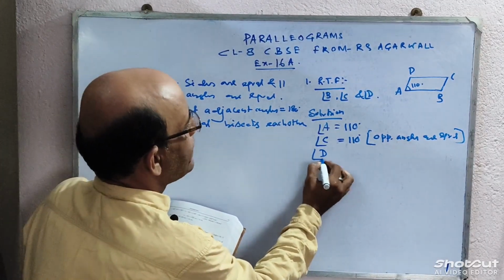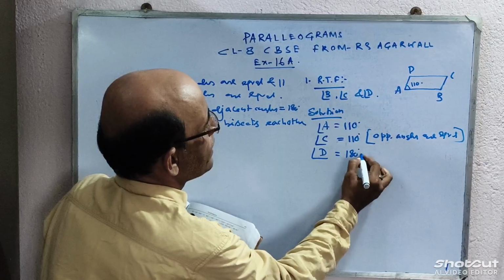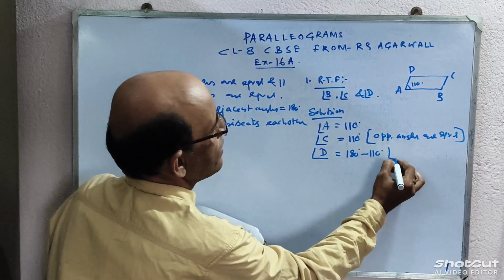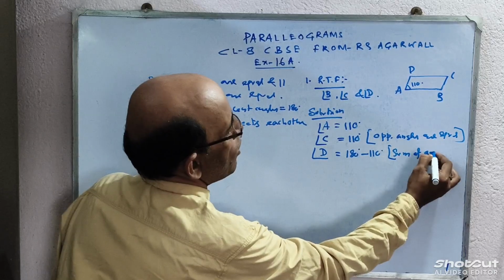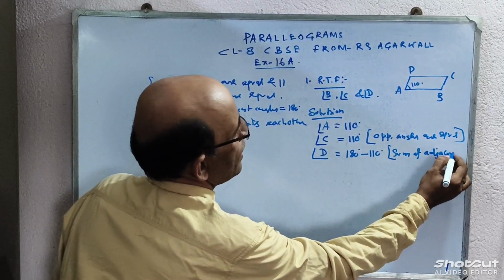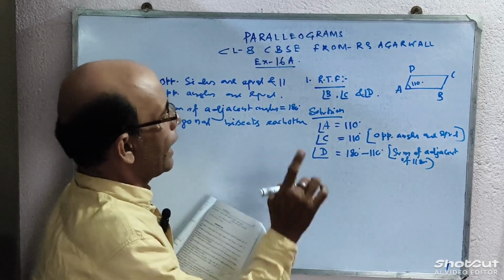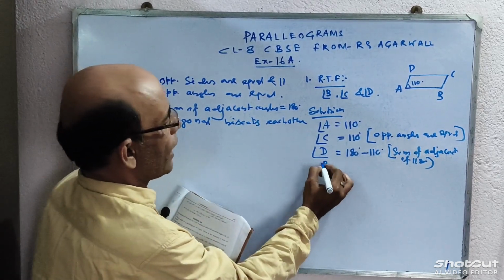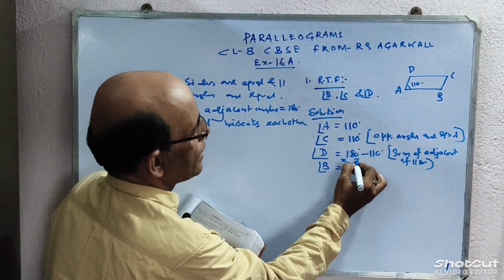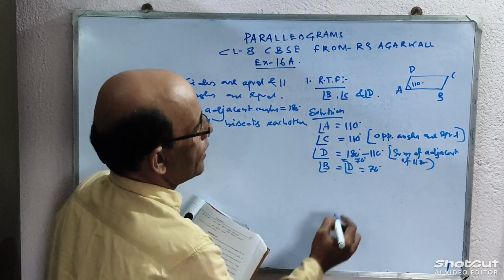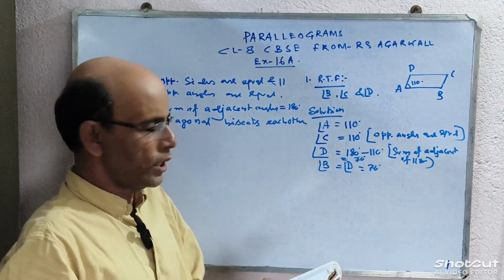Angle D is equal to 180 degrees minus 110. Reason: sum of adjacent angles of a parallelogram is 180. And angle D is equal to angle B. Therefore, angle B is equal to angle D, which is equal to 180 minus 110, which means 70 degrees.